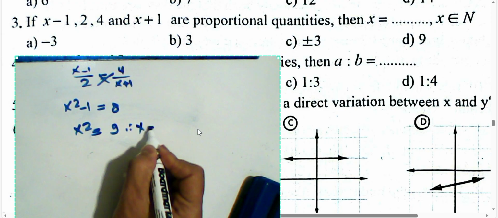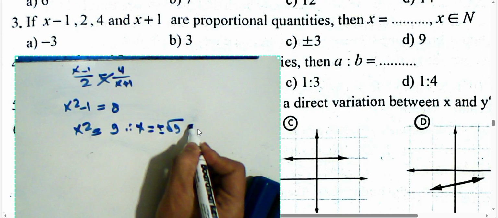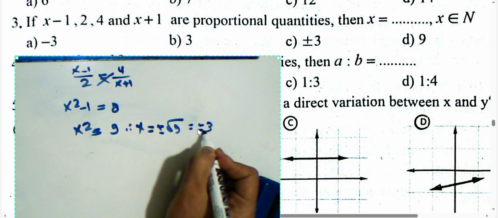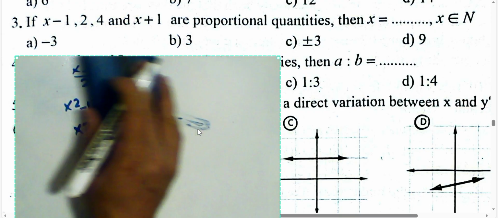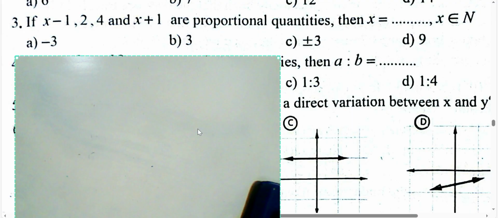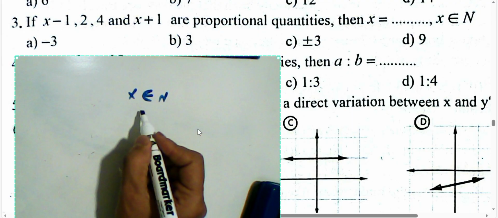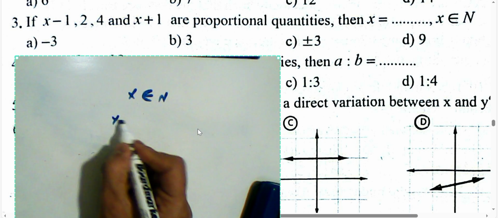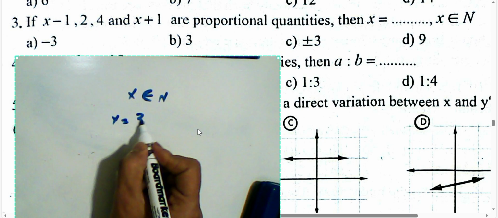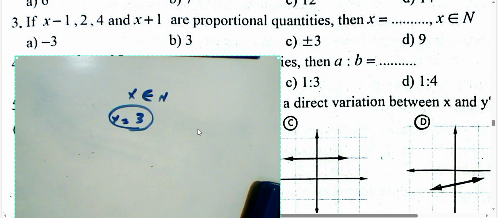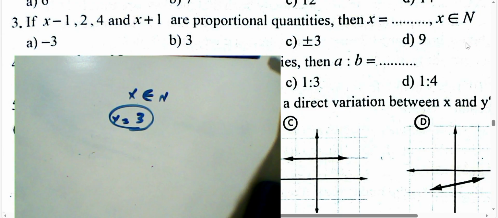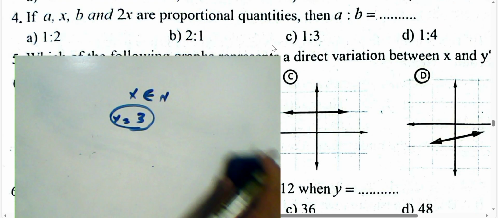So x equals positive or negative square root of 9, then the result is positive or negative 3. But x here belongs to the natural numbers, which means x will be positive 3. Choose letter B. Look here, x belongs to the natural numbers, and the answer will be letter B. Next question.